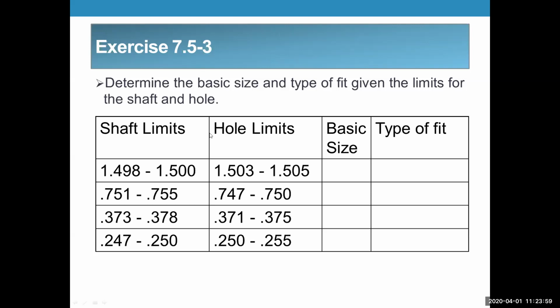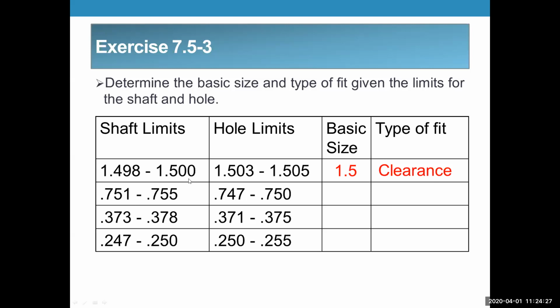So let's look at the basic size and the type of fit given the limits for the shaft and the hole in this exercise. Our shaft limits can be 1.498 to 1.500. The hole can be 1.503 to 1.505. What's our basic size? 1.500. That's correct. And it's clearance, right?